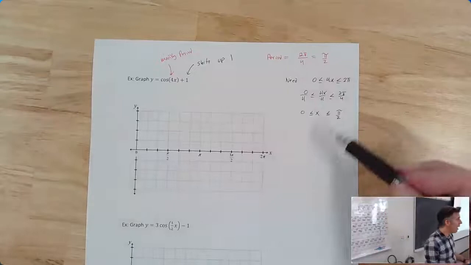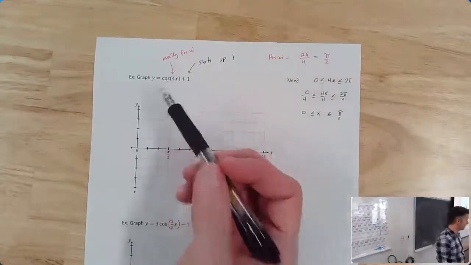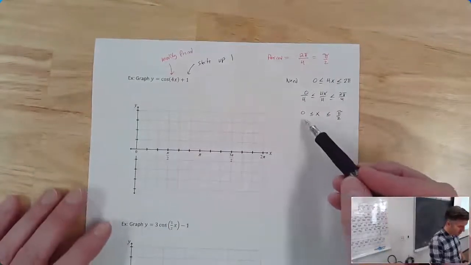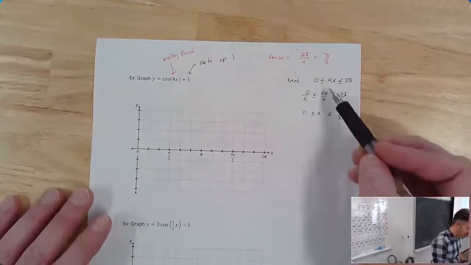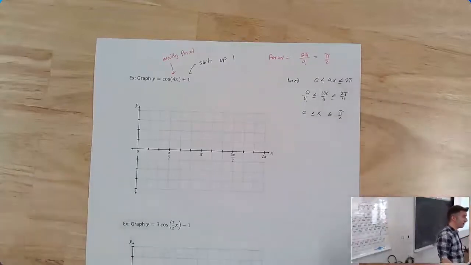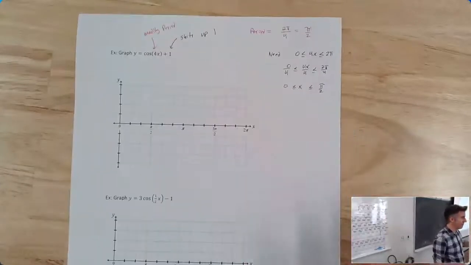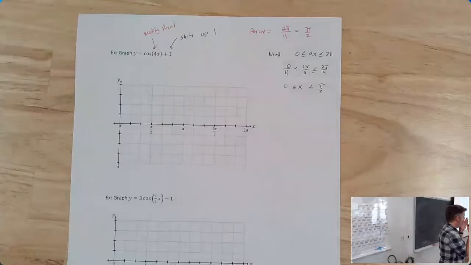So that's really why we divide by the coefficient of x to get the new period. We're saying, if x goes from 0 to pi over 2, then 4 times x will get us all the way from 0 to 2 pi, which is a full period of the function. So now we're going to find the same 5 important points, but they're going to be all smooshed into this much, much smaller interval.